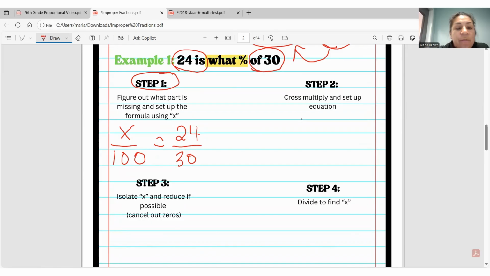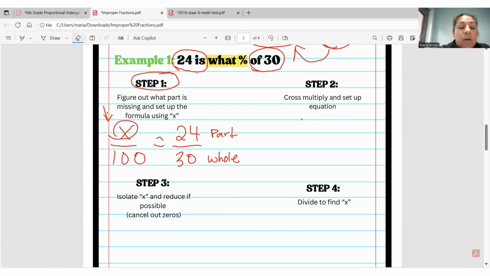We are solving for x over here. That's what we're going to do. So your first step is to figure out what part is missing. We know the percent is missing. Then we're going to set up the formula using x. Here's our part, and here's our whole. So this is why we have it set up this way. Let me go ahead and erase all this stuff here. And we set up the problem looking for x.